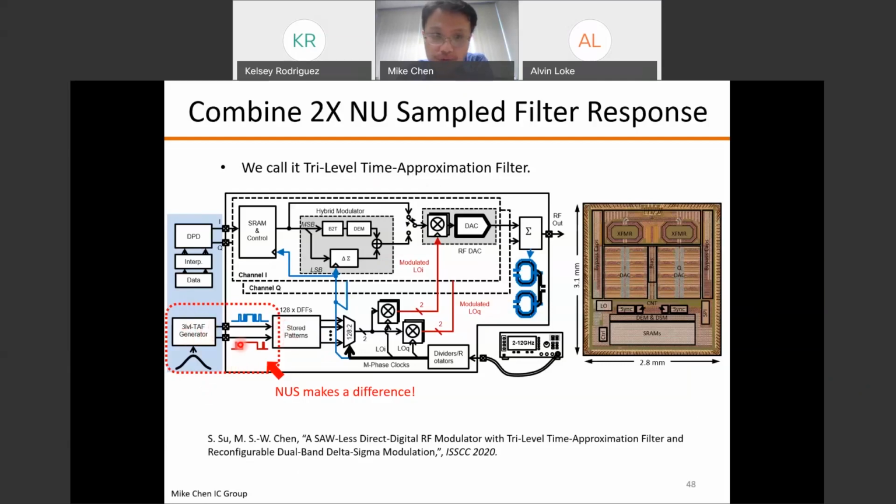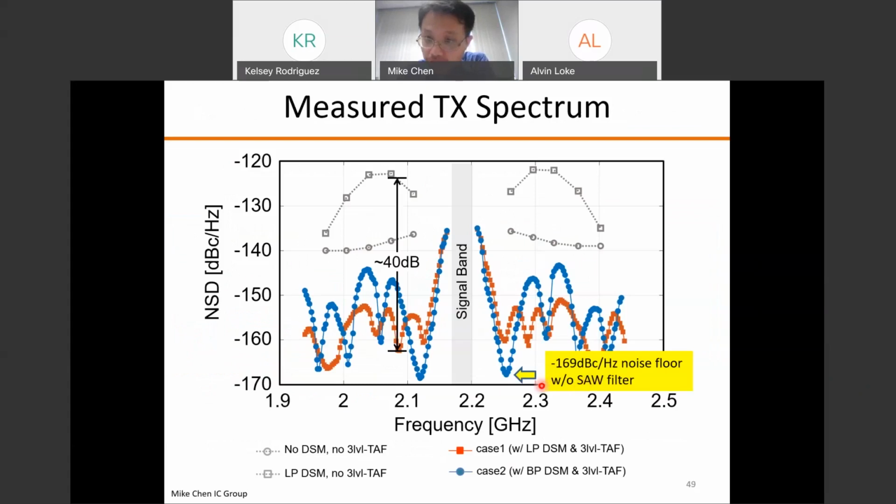So just using these two non-uniformly sampled filter responses, we still modulate the LO waveforms, right? And then we send it to the same transmitter architecture. And at the output, we were able to use that property of the filters to get a really low noise floor. As you can see, it's minus 169 dBc per hertz. And note that we did not use any SAW filter. Just by using this non-uniform sampled filter response, we can get this kind of a response.